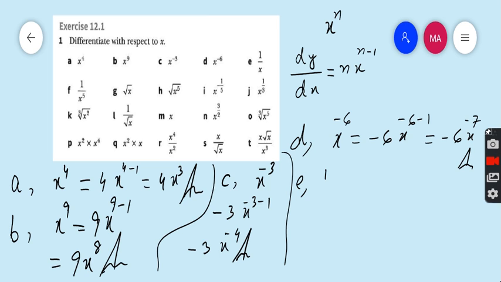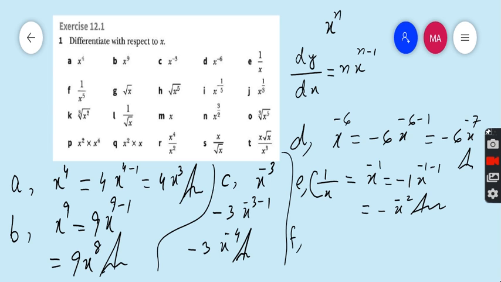Part E, 1 upon x. We cannot differentiate a function which is in the denominator. So first convert the denominator into the numerator. It is x to the power minus 1. Then write the power first, minus 1, and subtract 1 from the power. So minus x to the power minus 2. This is our answer.